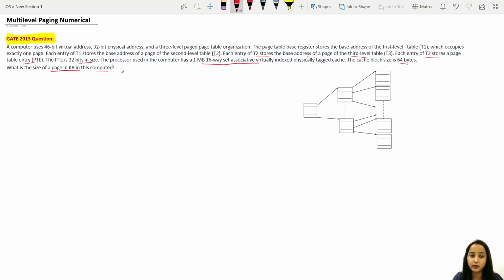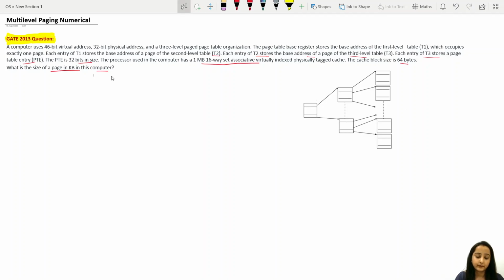You can pause the video and try it yourself. If you are not able to solve it, then you can unpause the video and continue watching, and I will provide you the solution. But let's try to practice this first, then you see the solution.